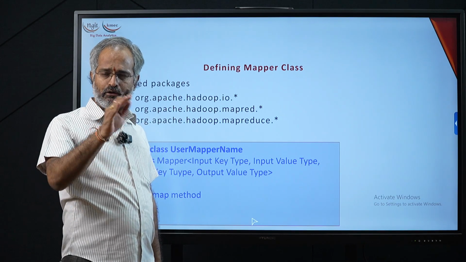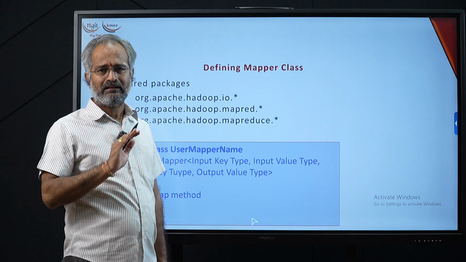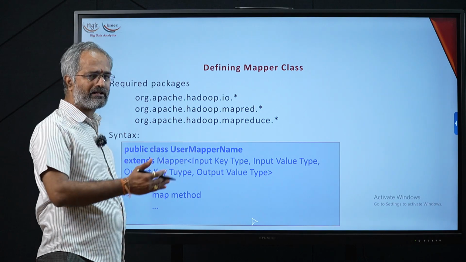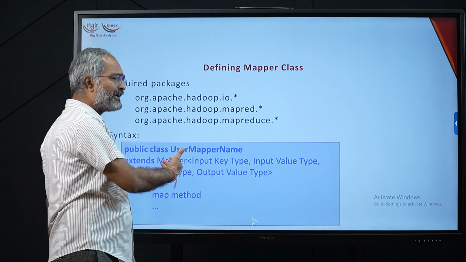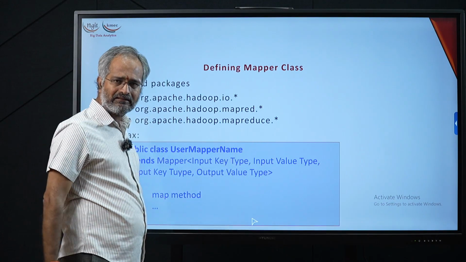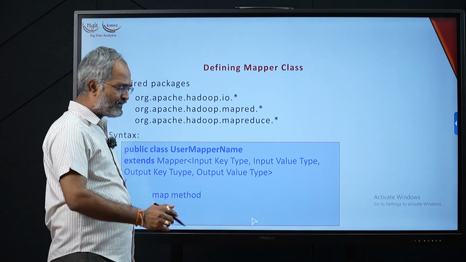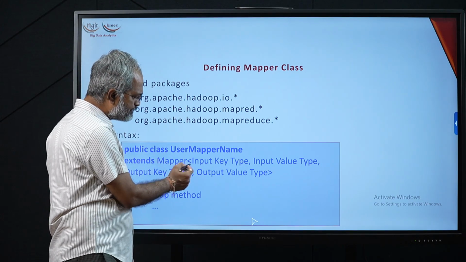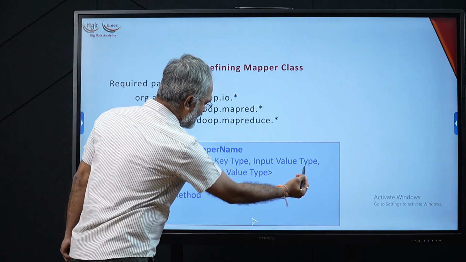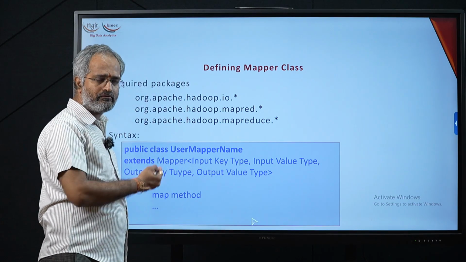So whenever you are deriving a new class from the existing class, at that time you have to mention the data types being used in that particular class. That is the generic class. Because of that reason we have to mention extends Mapper, and then provide the input key type, input value type, output key type and output value type. Why should we give these?